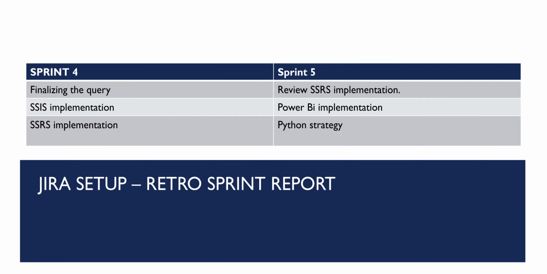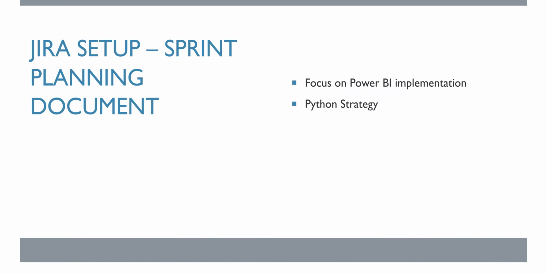And for the retro sprint report, as we did in Sprint 4, we actually finalized the query and also did the SSRS and SSIS implementation. But for Sprint 5, we pretty much reviewed the SSRS implementation again and went over finishing the Power BI implementation, and also went through the Python strategy.